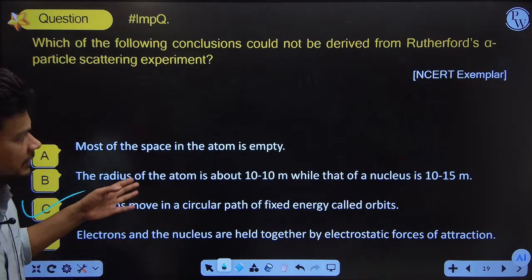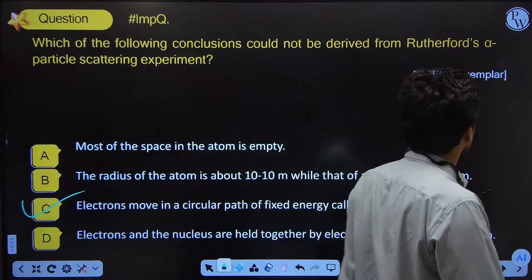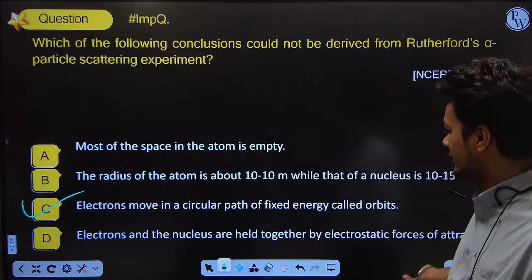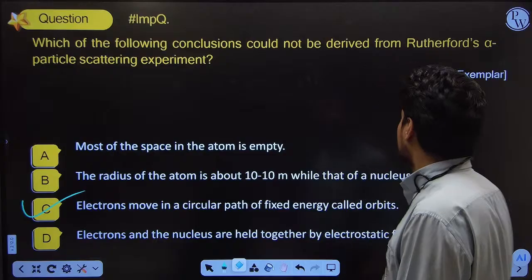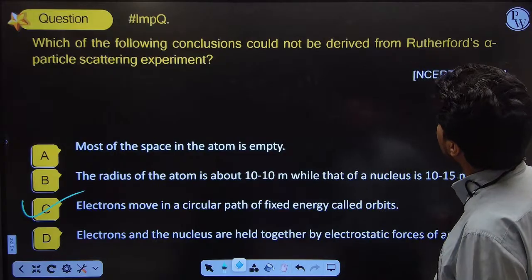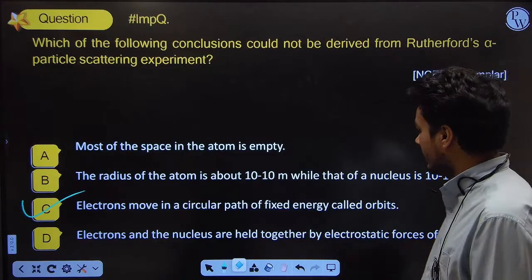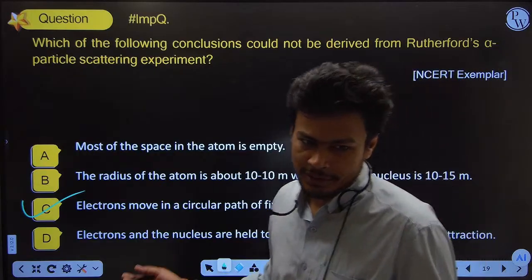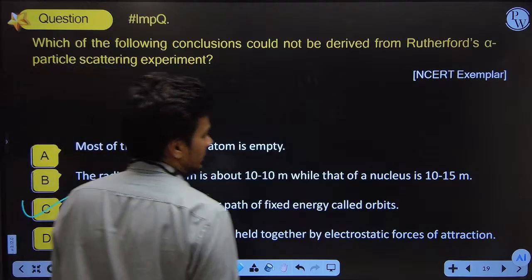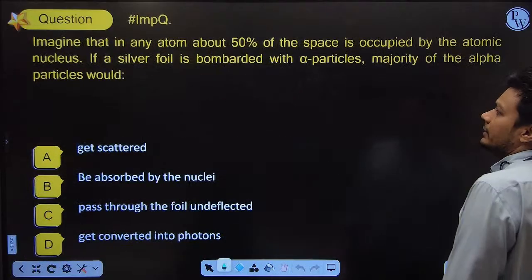This question, because they consider it to be the Rutherford model, this will also not be true. Actually, this will be true because they said could not be derived, not directly given. So this can be derived from this. For the orbit, there is no conversation only. Okay. Next.